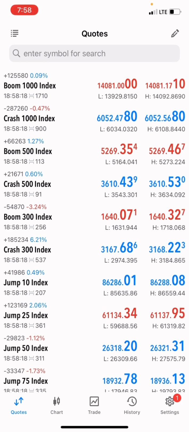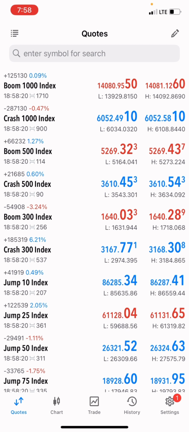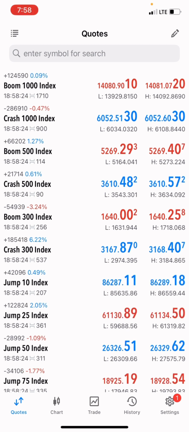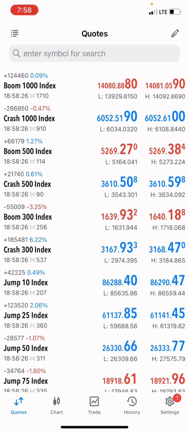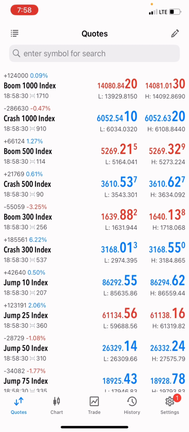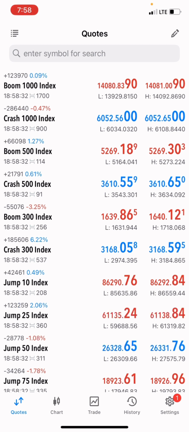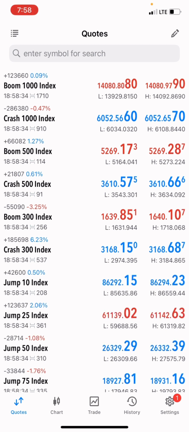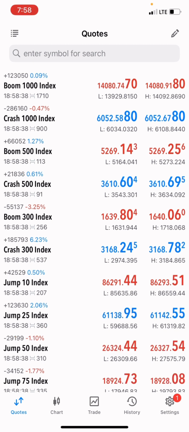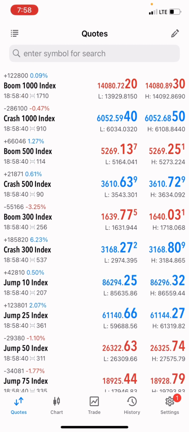So in today's video, I'm going to share with you guys how to trade the boom and crash market successfully and make profit from the market. Right now, when you're trading the boom and crash market, there's something you need to know about. When you're trading the crash 1000 index market and the crash 500 index market, a spike is likely to come more quickly on the crash 500 index than the crash 1000 index.